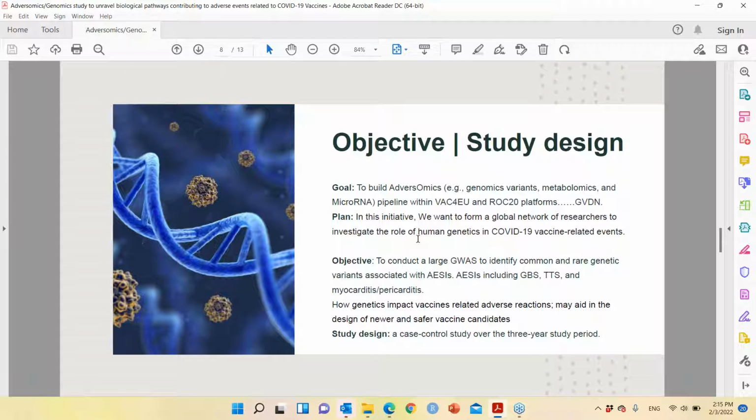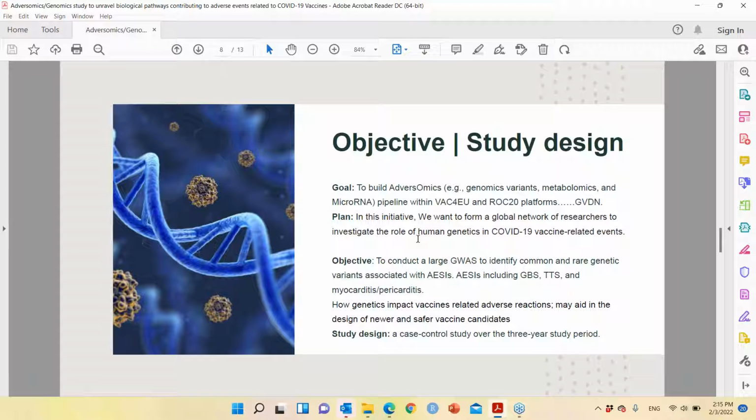So now let's move on to the objective and study design, after just giving a brief introduction and background of previous studies. We want to build up an AdversOmics pipeline within the Vac4EU and WAC20 platforms in collaboration with GVDN. The plan that we have in this initiative is to form a global network of researchers to study the role of genetic variants in COVID-19 vaccine-related events.